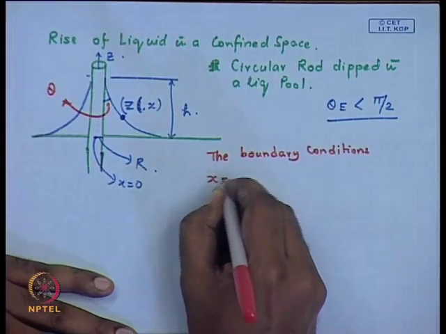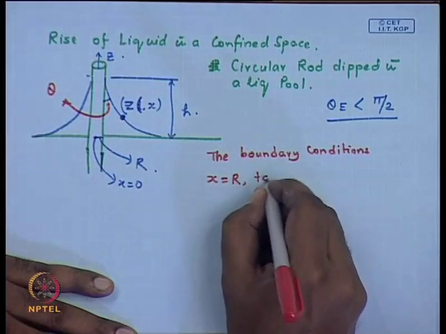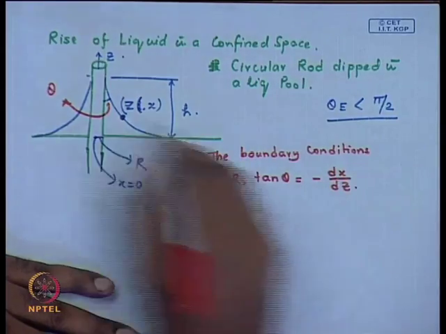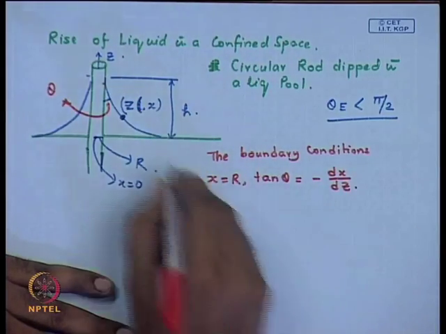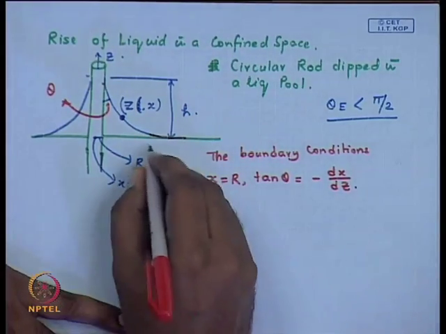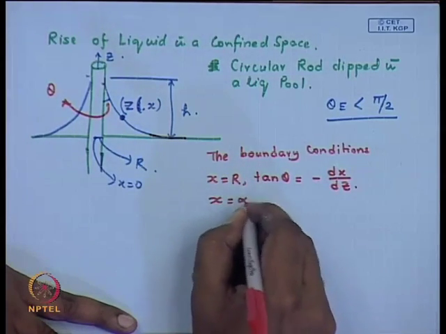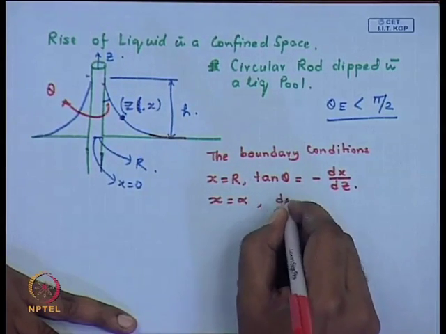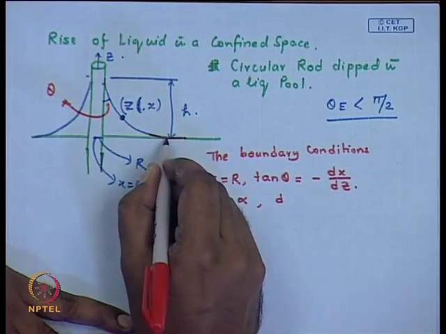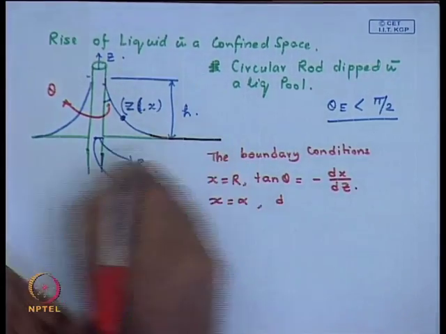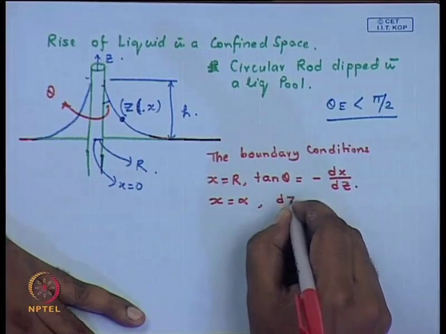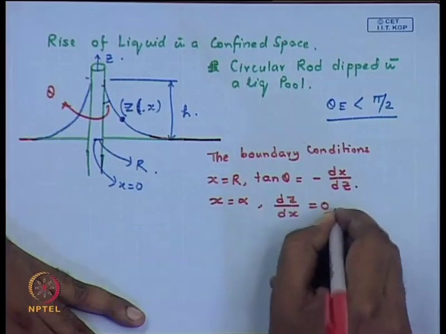At x equal to r, tan theta is minus del x by del z, which is here. And what is the other boundary condition? You feel that at x equal to infinity, asymptotically the meniscus matches with the undisturbed interface of the liquid. So, it becomes horizontal. Mathematically it means that del z del x is equal to 0.